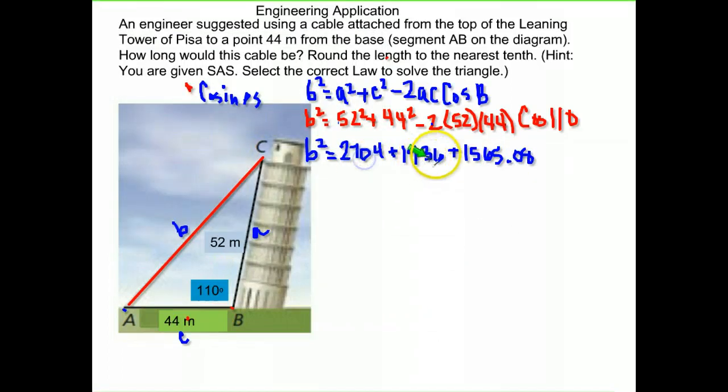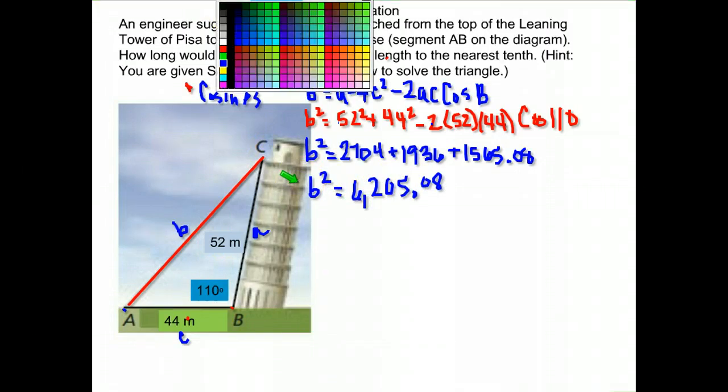Now notice I just have a set of numbers here. I can add those together. I still have just b squared on this side. Over here I can add those numbers together. So 2,704 plus 1,936 plus 1,565.08. Now just a note, sometimes this will be negative and sometimes it will be positive. It just depends on the size of your angle, so just calculate carefully there. This time it came out positive. Okay, when we add those together, we get 6,205.08.